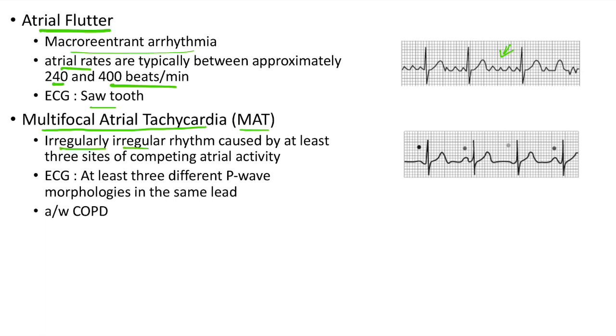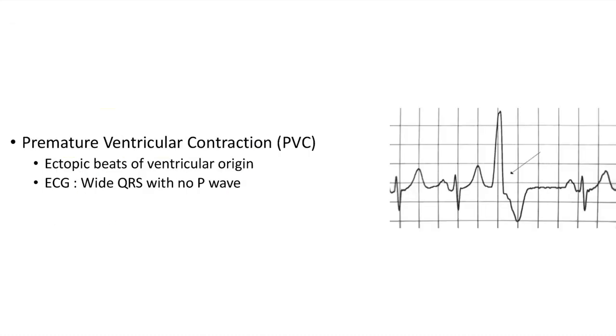It is an irregular rhythm caused by at least 3 sites of competing atrial activity. ECG will show at least 3 different P wave morphologies in the same lead. This picture shows an ECG of multifocal atrial tachycardia. As you can see, there are 4 different P wave morphologies in the same lead. MAT is associated with COPD.